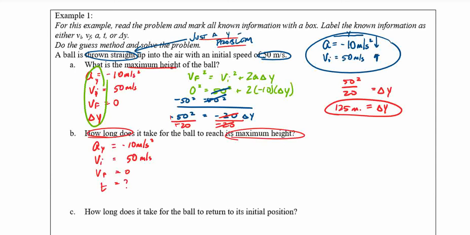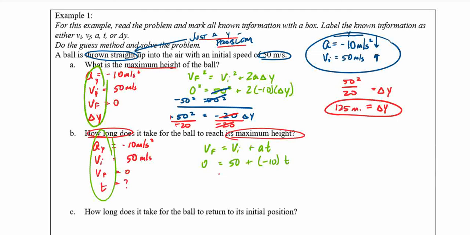So the equation that has all 4 of these things in it is v final equals v initial plus acceleration times time. And again, because it's the straight up and down, we're only looking at the y problem stuff. So we're going to plug in our numbers. 0 is equal to 50 plus negative 10 times time.